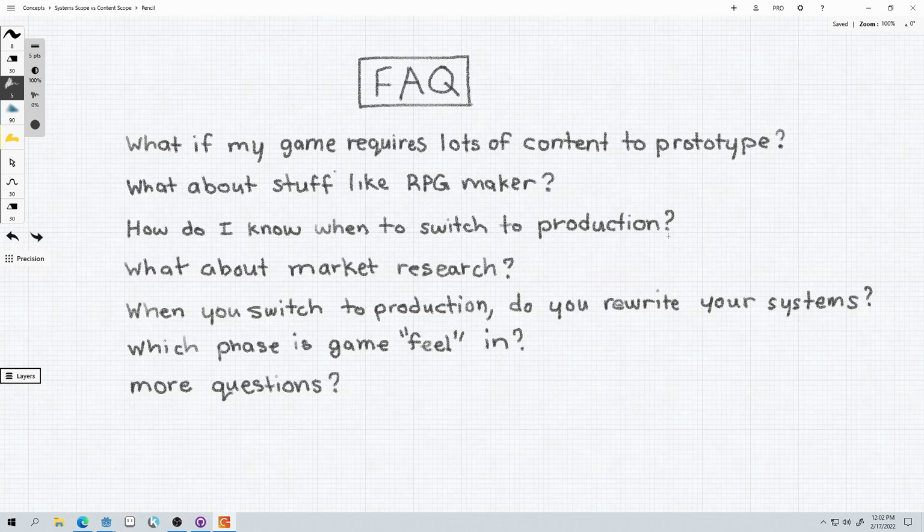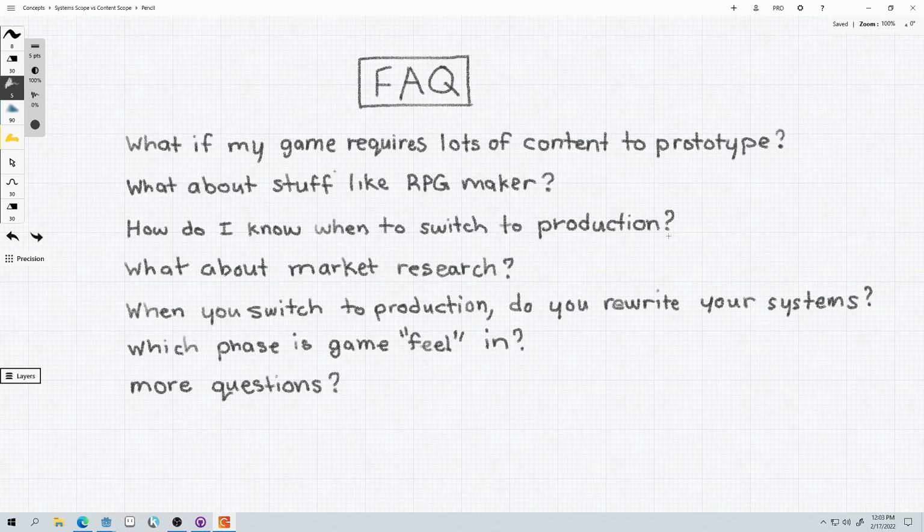What about market research? Market research is very important if you want to make money on your game, and it should be done during the prototyping phase. You'll want to check trends, see what players are engaging with right now, check reviews on games that follow those trends, and see if you can fill a need for the players. If they really love this game, but there's a common issue in the reviews, maybe you can make a game similar to that and address that issue.